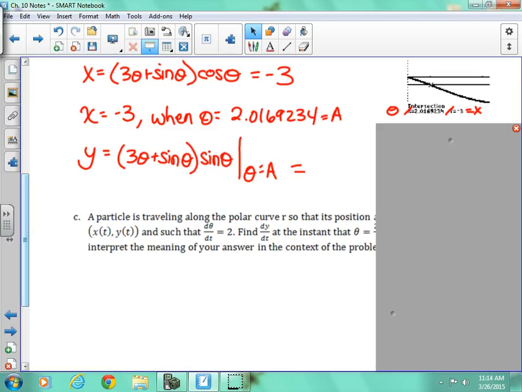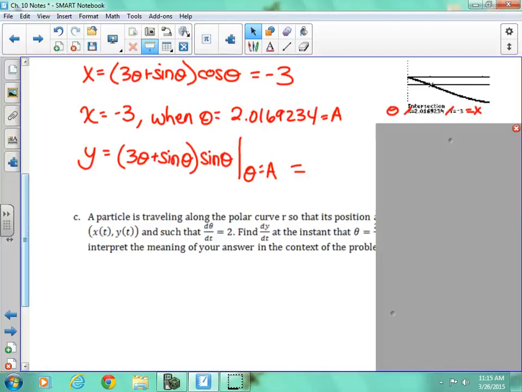Kiddos, if we go ahead and plug in, he died. Shock horror. I have to rejuvenate him. If we plug and chug, we will get our y value.